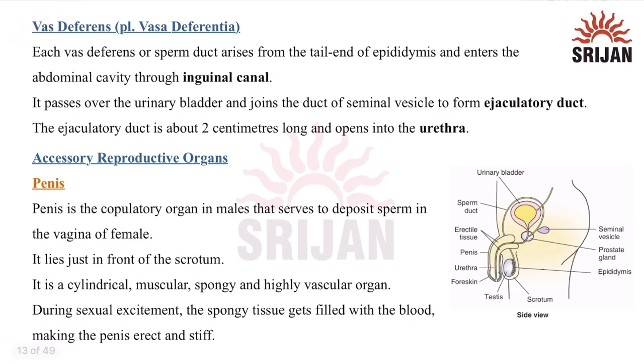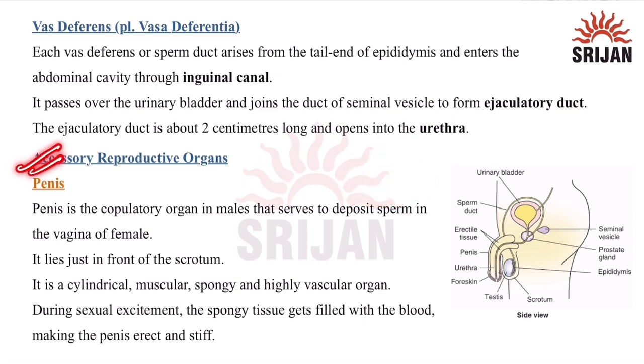Now, vas deferens. Vasa deferentia is the plural of vas deferens. Each vas deferens or sperm duct arises from the tail end of the epididymis and enters the abdominal cavity through the inguinal canal. As you can see in the diagram, this is epididymis and this is vas deferens or the sperm duct. Now it passes over the urinary bladder, as you can see in the diagram as well, and joins the duct of the seminal vesicle to form the ejaculatory duct. As you can see over here, this is the ejaculatory duct. The ejaculatory duct is 2 centimeters long and opens into the urethra.